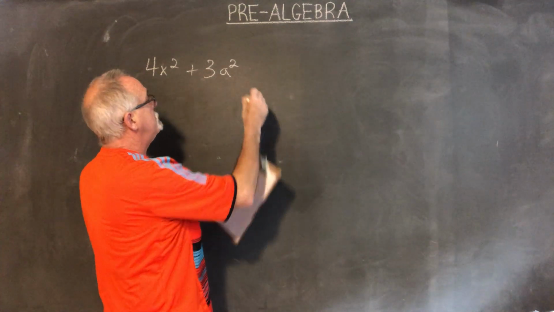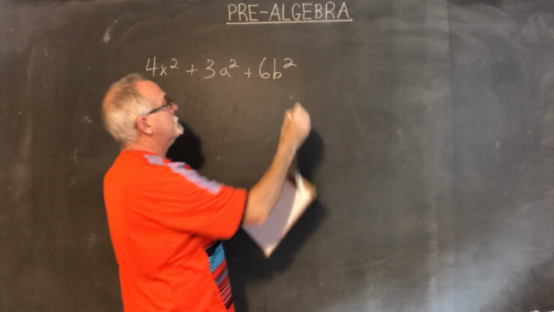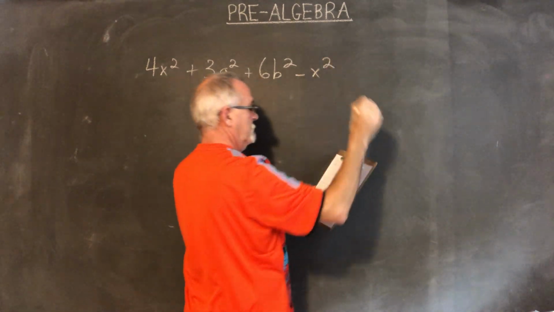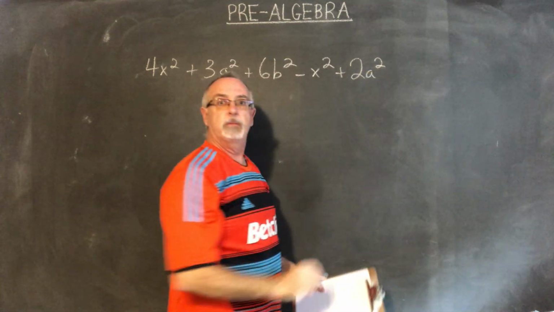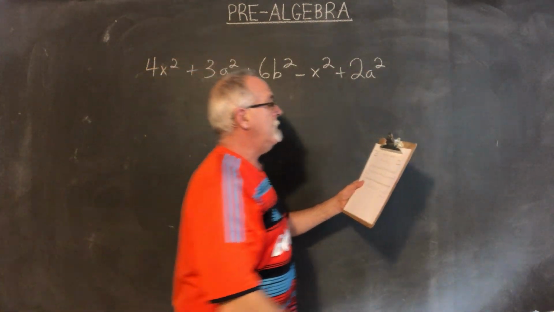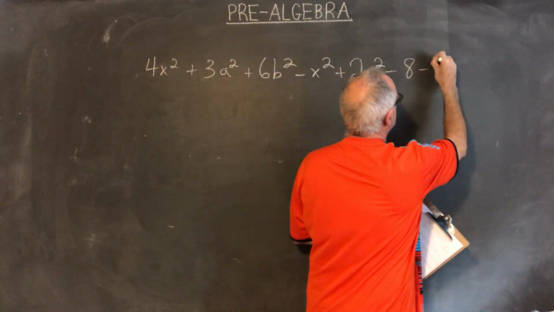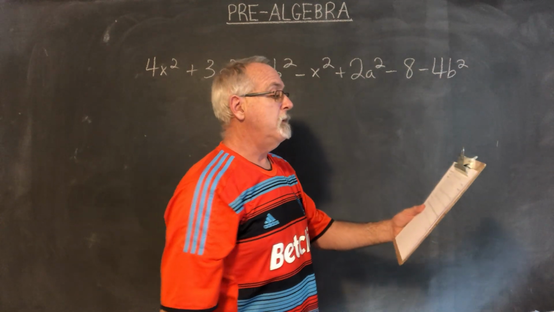So I have plus 6b squared minus x squared plus 2a squared. Am I going to run out of room in my little rectangle window? Maybe not. Minus 8 minus 4b squared. I'm getting near the end of... No, there's still room. Plus 2.